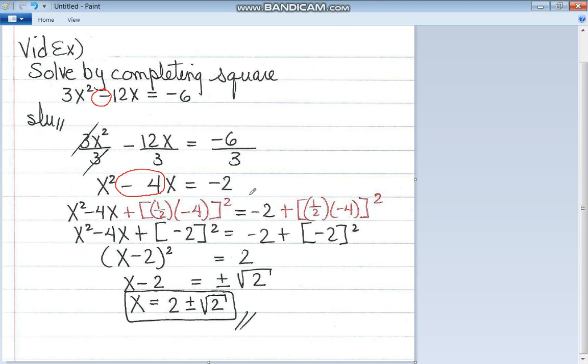Do the same thing to the other side. So we first bring down the equal sign, bring down the negative 2, and then we add that same bracket squared. The next step is to simplify inside the brackets only. 1/2 times negative 4 is negative 2. Bracket negative 2 squared equals negative 2 plus bracket negative 2 squared. So we just change the inside of the brackets to what they're equal to, negative 2.